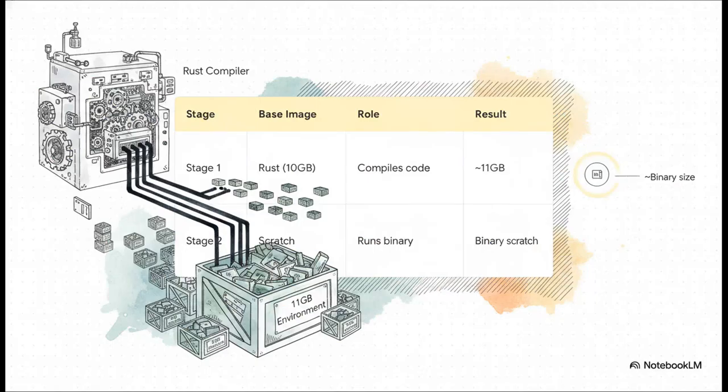To show you just how extreme this gets, let's look at a compiled language like Rust. In stage 1, our builder needs this massive 10 GB Rust compiler image just to compile the code. But in stage 2, our runner stage, we start from scratch, literally an empty image. We copy just the single compiled binary over from stage 1. The result: we completely toss out an 11 GB environment, leaving us with a microscopic final image containing absolutely nothing but the executable binary itself. I mean, that is the pure magic of multi-stage builds.